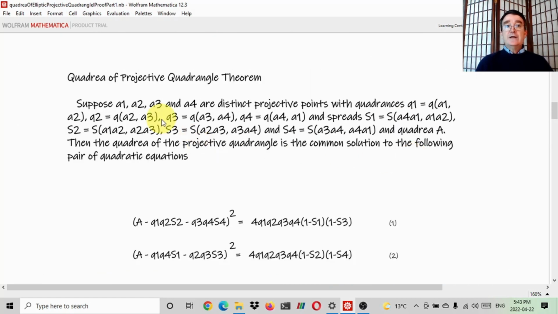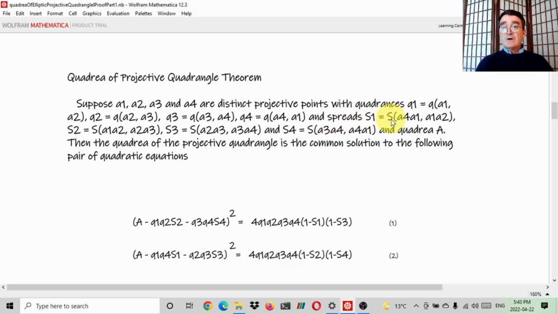Okay, so here's the quadrance of the projective quadrangle theorem. It says, suppose A1, A2, A3, and A4 are distinct projective points with quadrances Q1 between A1 and A2, Q2 between A2 and A3, Q3 between A3 and A4, and Q4 between A4 and A1.